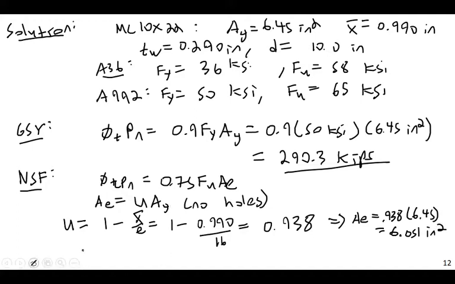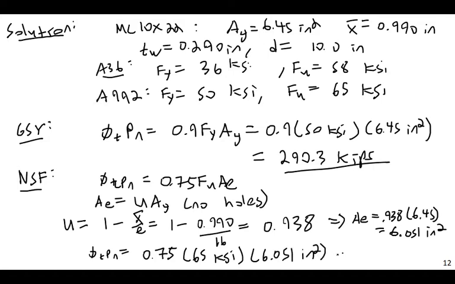6.051 inches squared, and I know I'm going to move through this fairly quickly, but I do have a lot of ground to cover, especially through the tension member part. So phi T Pn is going to be equal to 0.75 times 65 ksi times the effective area of 6.051 inches squared, and that comes to an overall capacity of 295.0 kips. So that's another limit state.